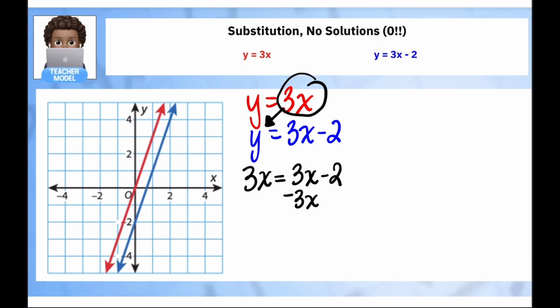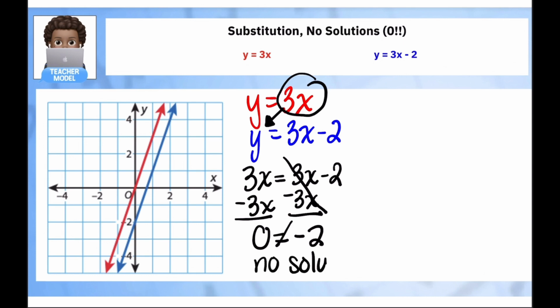I'm going to move this 3x over and it eliminates. So 0 is equal to negative 2. We know this means there is no solution. This is not valid. So no solution at all.